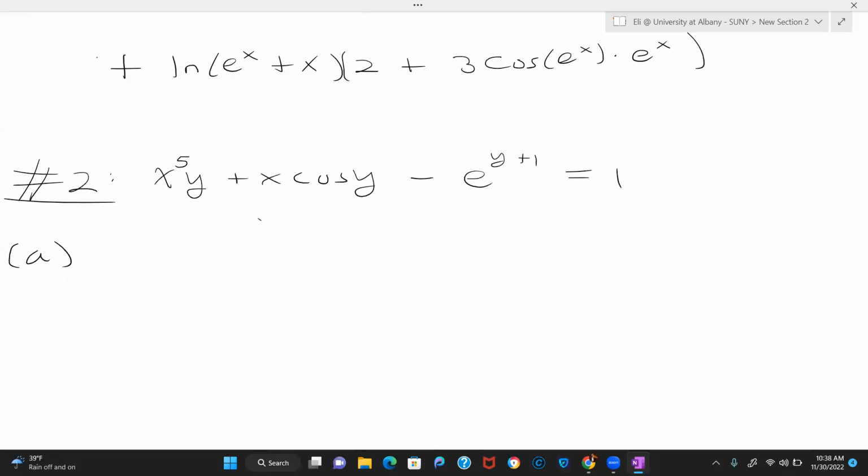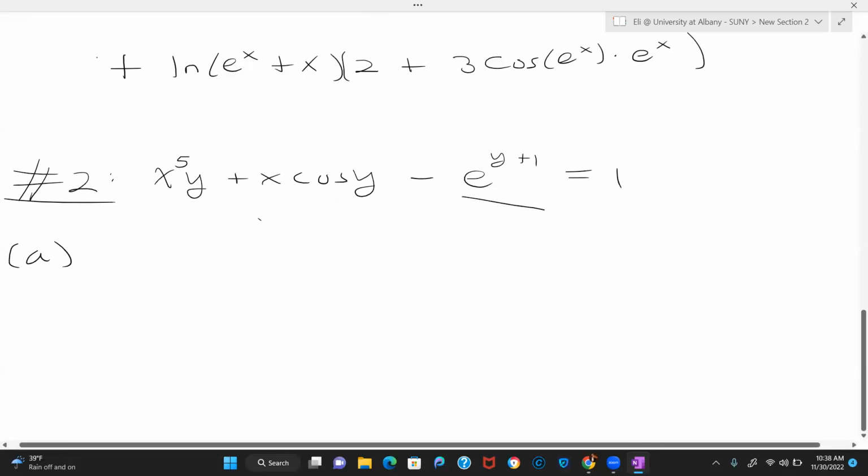Some people just forgot to do a product rule. So again, y is some function of x. It's changing with respect to x. So some people, when they differentiated this, they just differentiated the x to the fifth and y individually. They didn't use the product rule. Same here, and some people didn't even use chain rule at this point, or chain rule here even. So you got to make sure you use some product rule and chain rule.